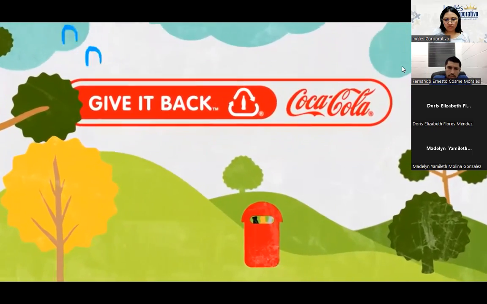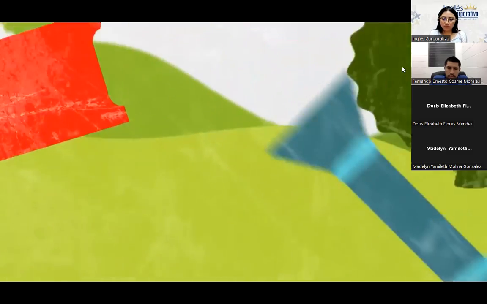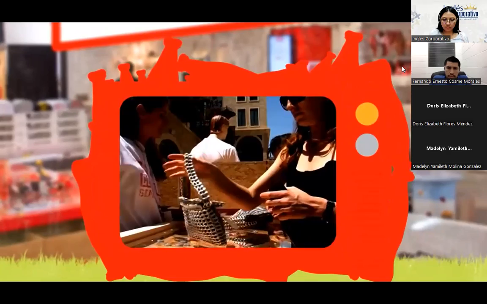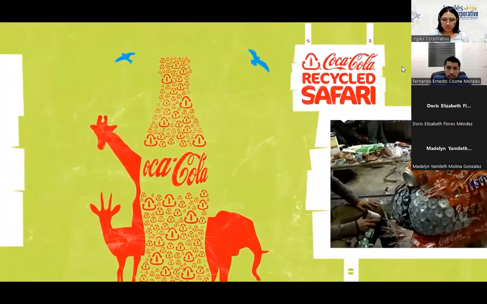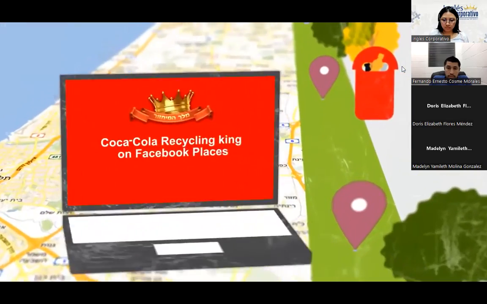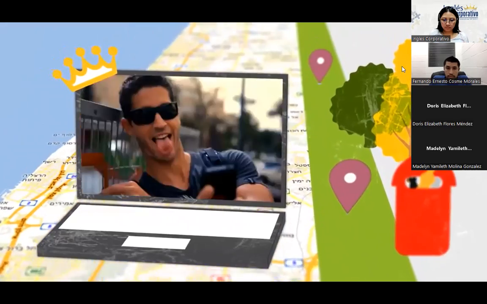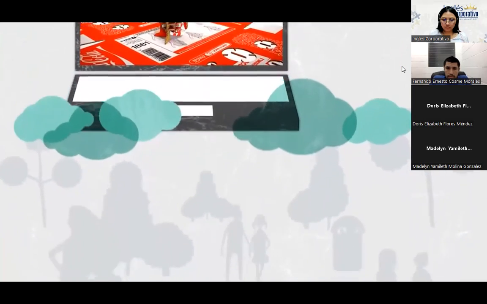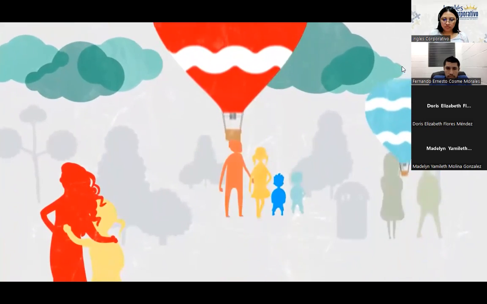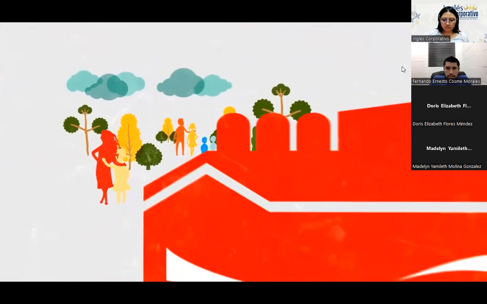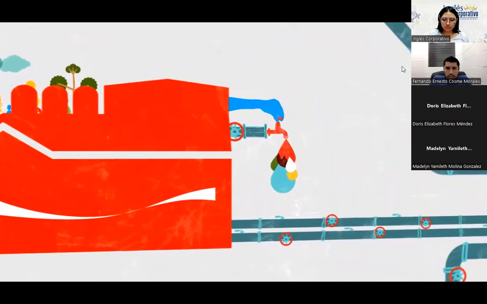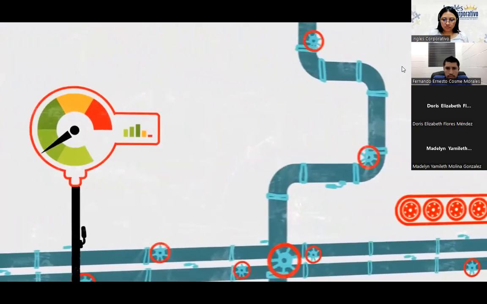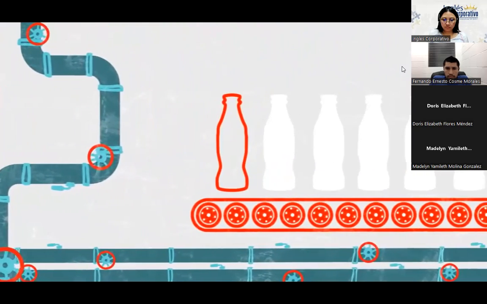We also think ahead and take responsibility for our environment. That's the reason we made several marketing activities: the recycling store, the recycled safari, the King of Recycling. And from our packaging, we converted our six-pack into a fun puzzle game. We did all this so that more and more people will be inspired and take responsibility for the environment. We're always thinking of the environment in the production plant too. We constantly work to reduce water and energy usage. We produce our packages from recyclable materials, and over time, we reduce their weight.